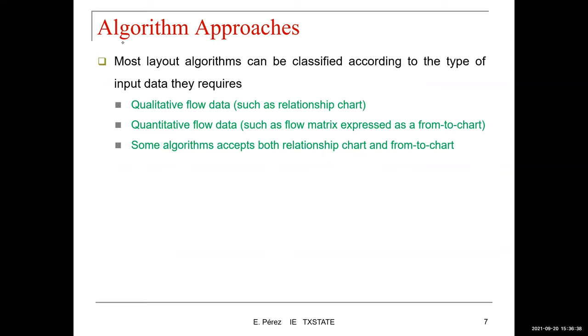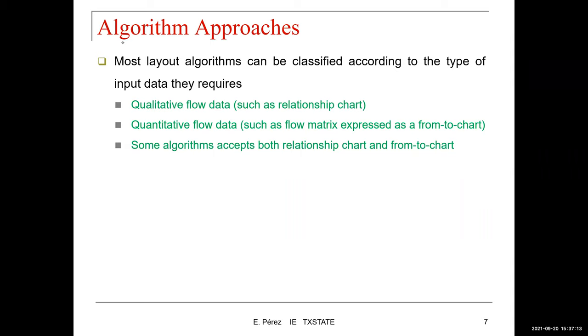So most of the layout algorithms can be classified according to the type of input data they require. It could be qualitative flow data, such as the relationship charts, or quantitative flow data, such as a flow matrix expressed as a from-to chart. So one of the labs that we did in class, the video recording lecture that we had at some point, had a lab looking at you constructing this from-to chart. So those are quantitative flow data.